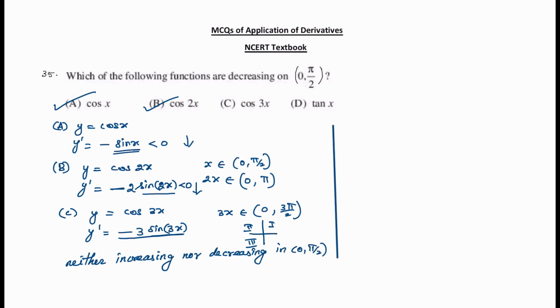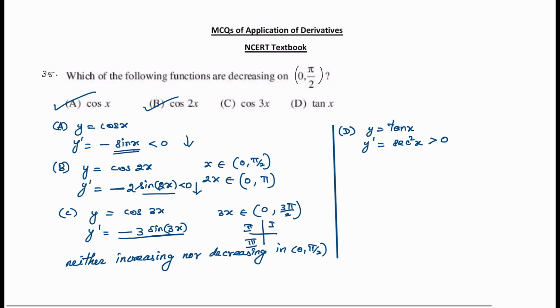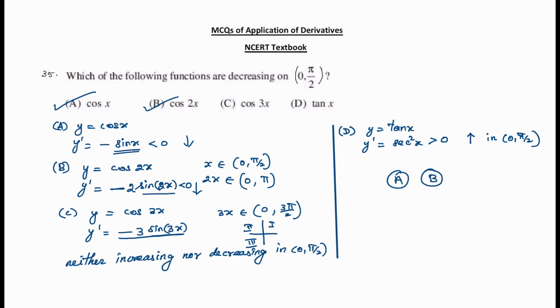Now let us check D option. Let y be tan x. Derivative of tan x is secant square x. Because of this square function, it is always greater than 0, whatever the interval is. So definitely it will be greater than 0 in the given interval 0 to pi by 2. Therefore, this is an increasing function in open interval 0 to pi by 2. So the first two options are the correct options, A and B.